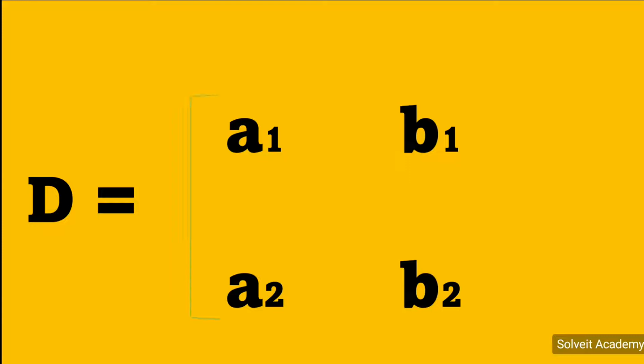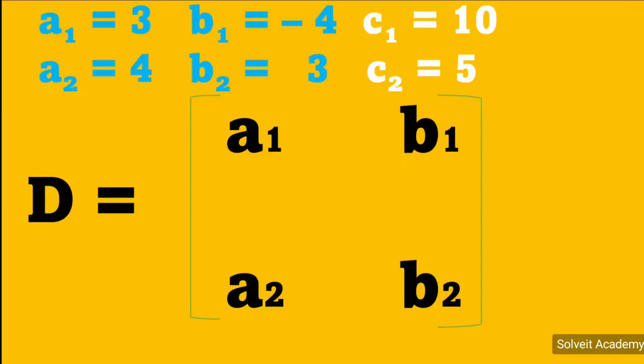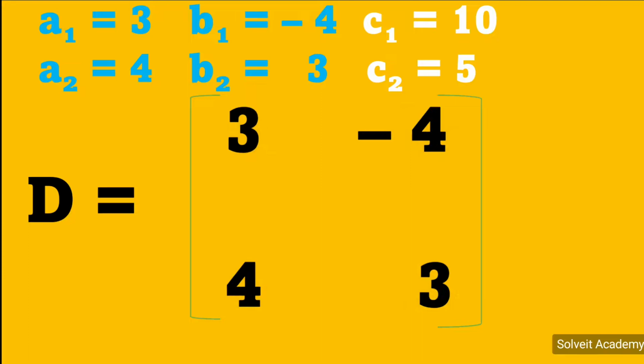To define d, we need a determinant whose first column contains the elements a1, a2 and second column contains the elements b1, b2. Now replace these values as we defined before. So we get this type of new determinant.